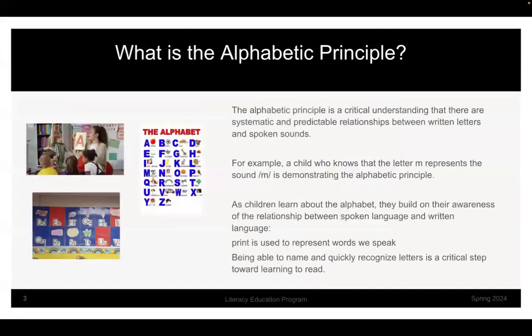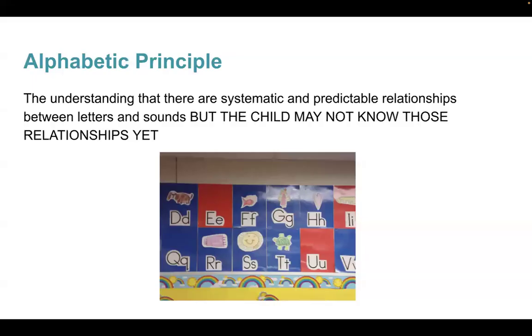The alphabetic principle is a critical understanding that there are systematic and predictable relationships between written letters and their spoken sounds. For example, a child who knows that the letter M represents the sound /m/ is demonstrating the alphabetic principle. As children learn about the alphabet, they build on their awareness of the relationship between spoken language and written language. They learn that print is used to represent the words that we speak, and they're able to name and quickly recognize letters. This is a crucial step toward learning to read.